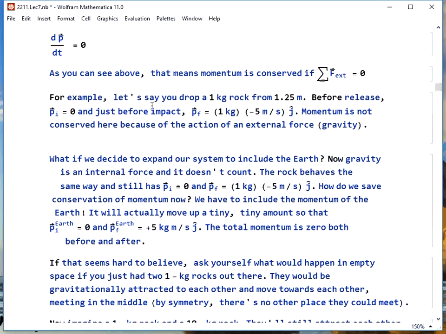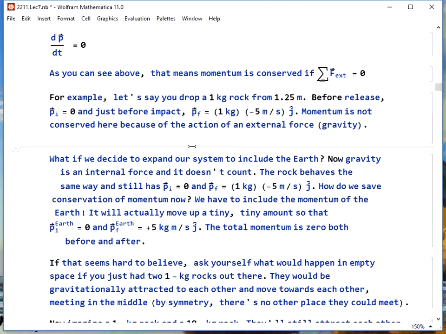So, for example, if we have a 1 kilogram rock and we drop it from 1.25 meters, before we let go of it, momentum of the rock is 0, but just before impact it'll be going about 5 meters per second, so p_f is negative 5 kilogram meters per second in the j-hat direction. This is obviously not conserving momentum. p_i and p_f are not the same, and it's because of the external force of gravity.